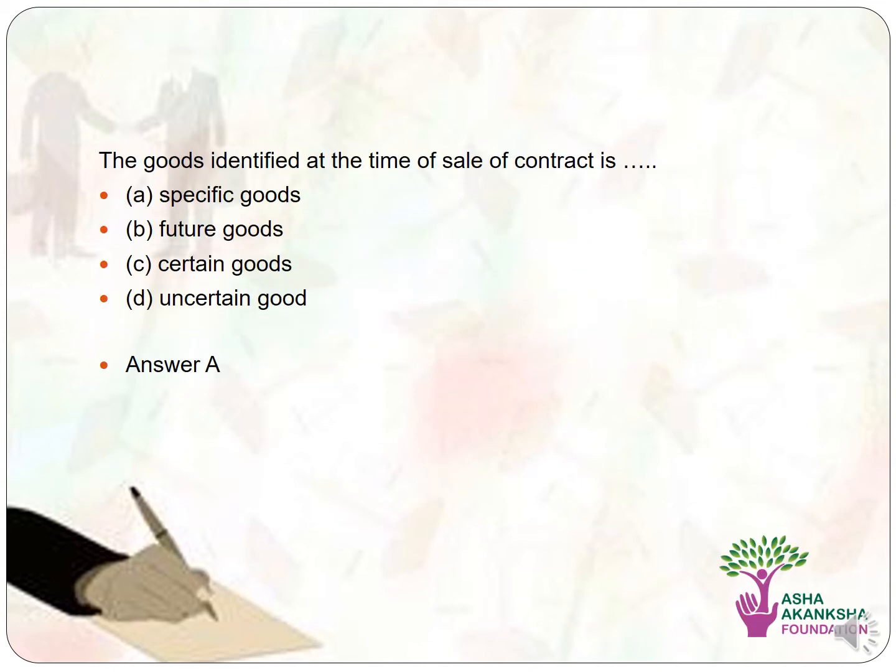The next question is, the goods identified at the time of sale of contract is option A, specific goods, option B, future goods, option C, certain goods, and option D, uncertain goods. The answer to this question is option A, that is specific goods. But what is the exact definition of specific goods? Let's find out.